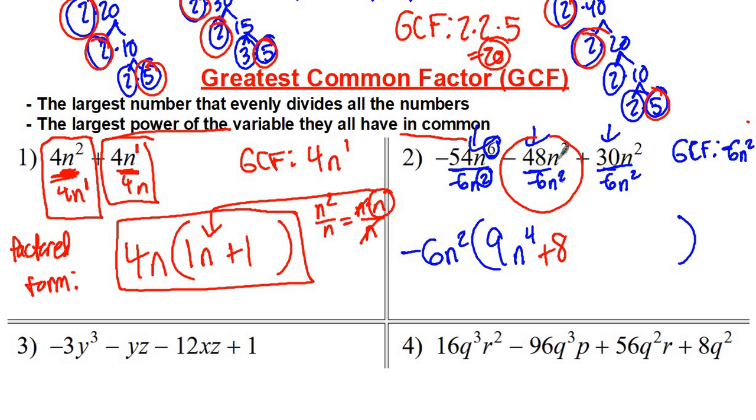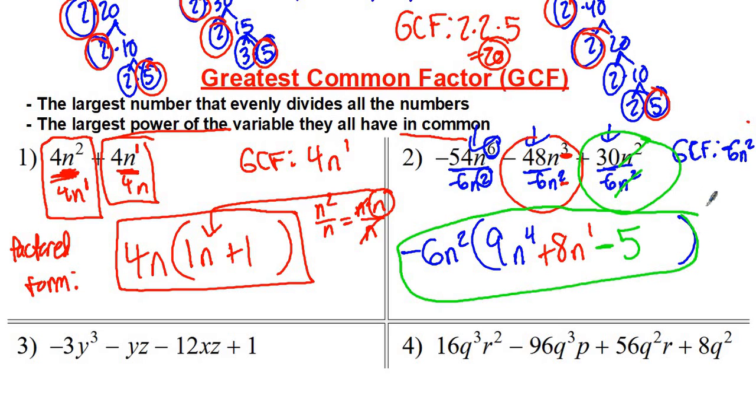N cubed divided by n to the second means we subtract the 3 minus the 2, and that gives us n to the first. And you don't need to write the first there. I'm just doing it so you can see where we're getting it from. And then finally, 30 divided by negative 6 is negative 5, and n squared divided by itself cancels completely. So our final answer is what I just boxed off.